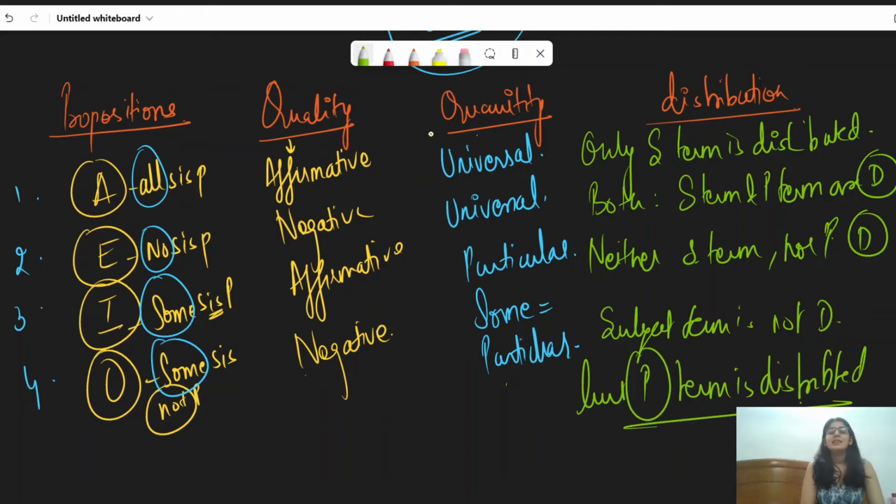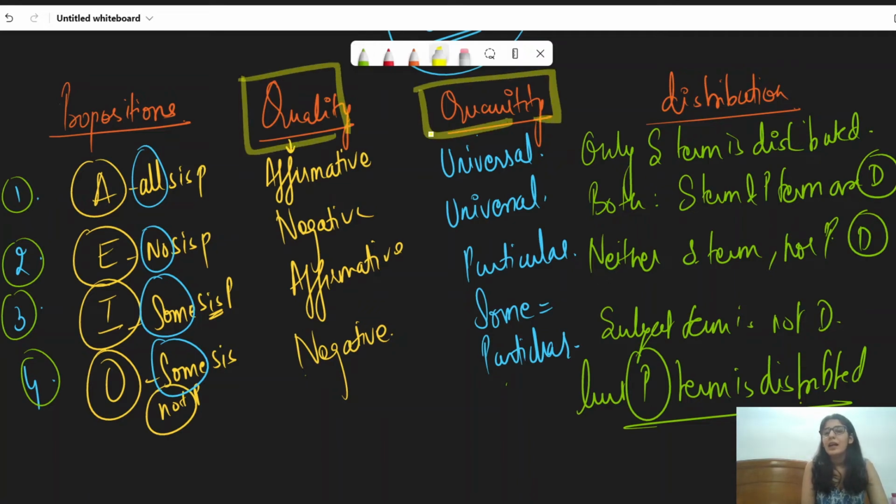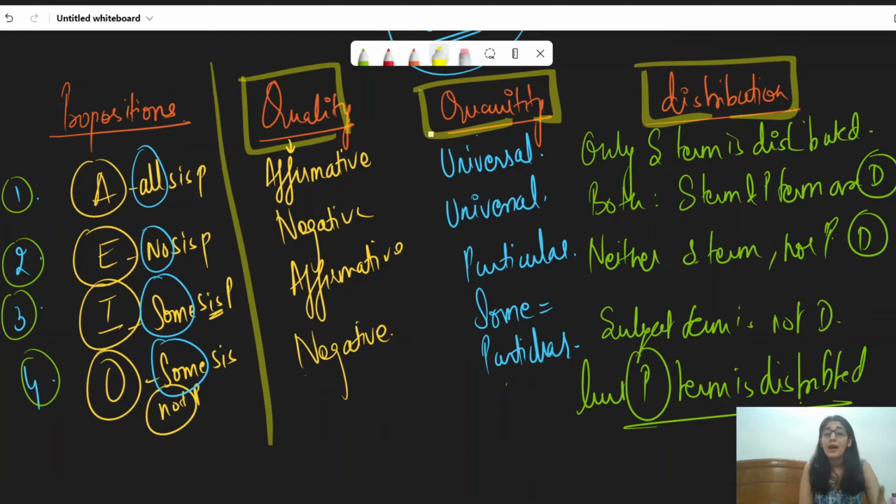Now you can take any such example for this. For instance, all men are mortal. No teacher is a politician. Some teachers are politicians. Some teachers are not politicians. Similarly, you can take any such example that is easy or convenient for you. But what we have discussed under this head and this head and this head is one of the most important things that you're going to remember at all costs.